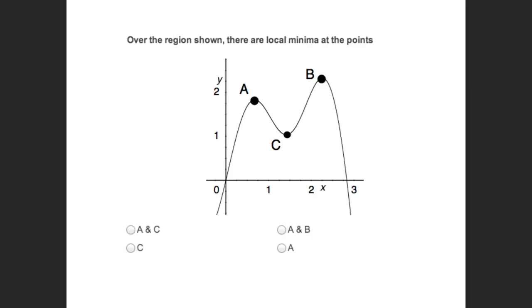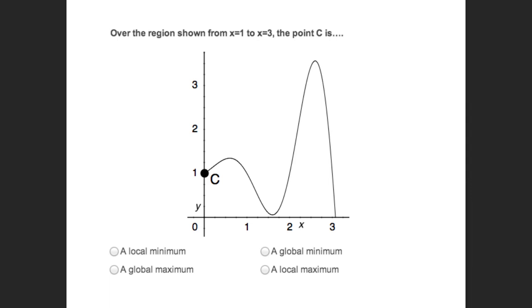In this problem, it's the region shown. There are local minimums at point C. There's a local minimum at point C. That is it. A and B would be local maximum. Well, B would be a global. In this one, over the regions 1 to 3, I love this question because it says over the region between x equals 1 and 3, the point C is, well, it's not even in that interval, is it? Well, I guess it doesn't have to be in the interval, but point C would be considered a local minimum.